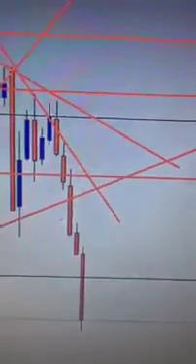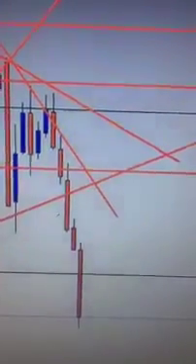Because take a look at this. Trend line broke and down she went. So, see what I mean? See my point? How amazing these lines are? When they fail, take it up. When they break through, take the trade.